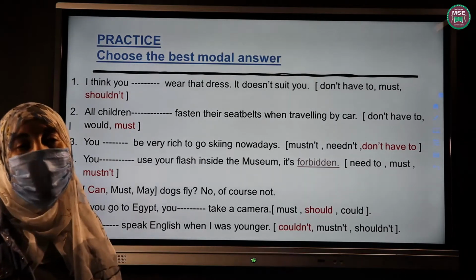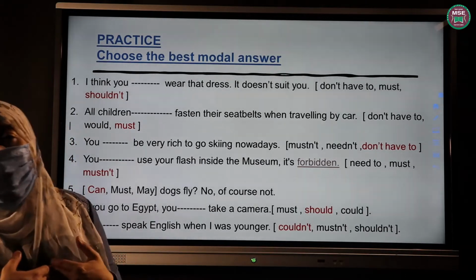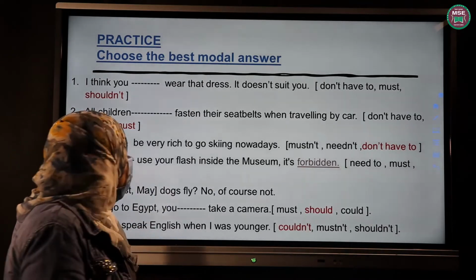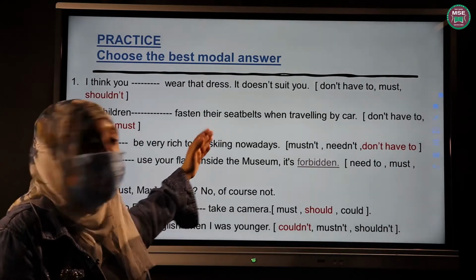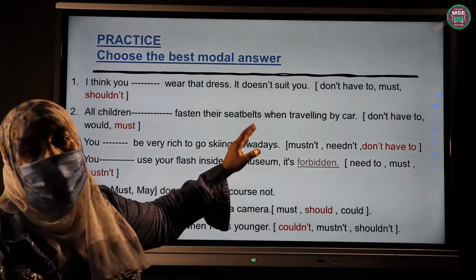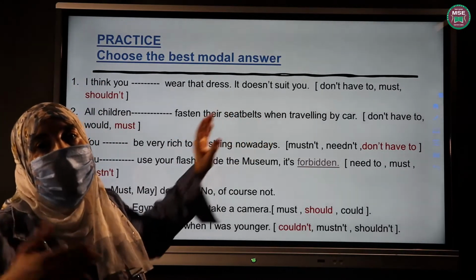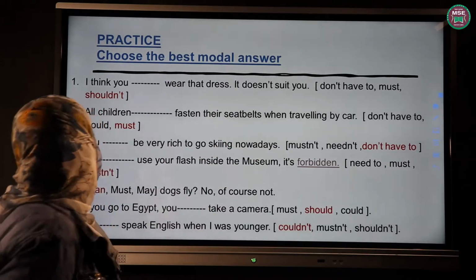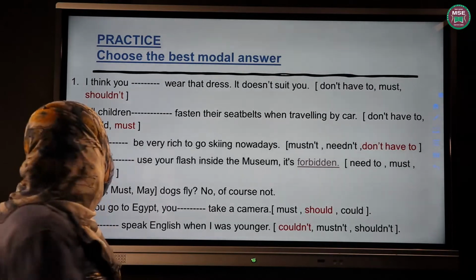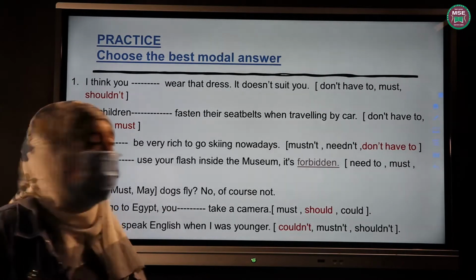But it's not a must, or it's not an obligation. It's my point of view. It's my advice to you. So in this case, we are going to choose shouldn't. I think you shouldn't wear the dress. It doesn't suit you. This is my point of view, my opinion, my advice to you. But you're free. If you want to wear it, it's okay. It's up to you. It's not obligatory.